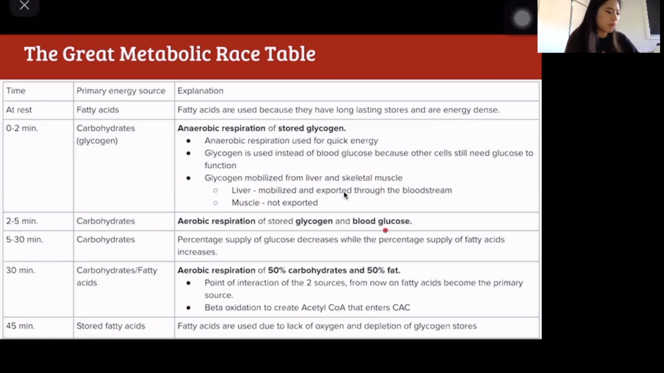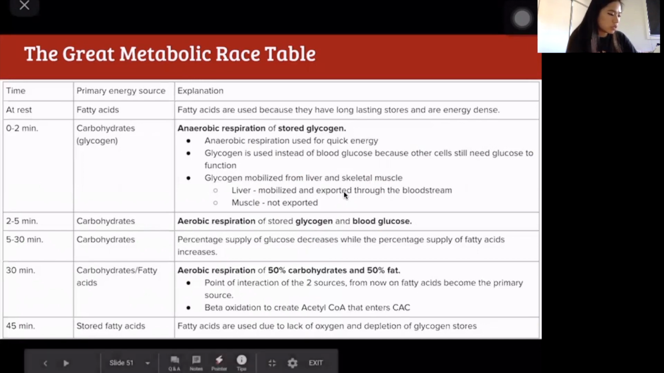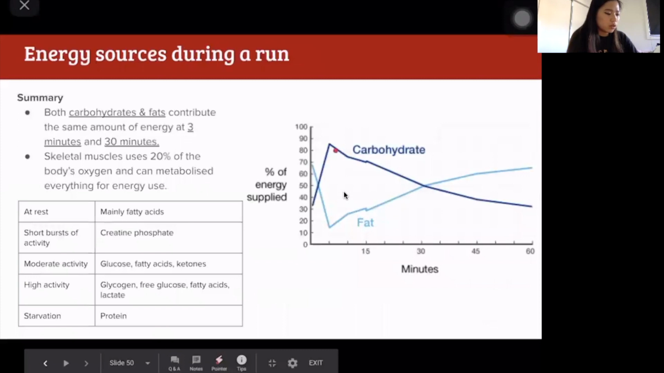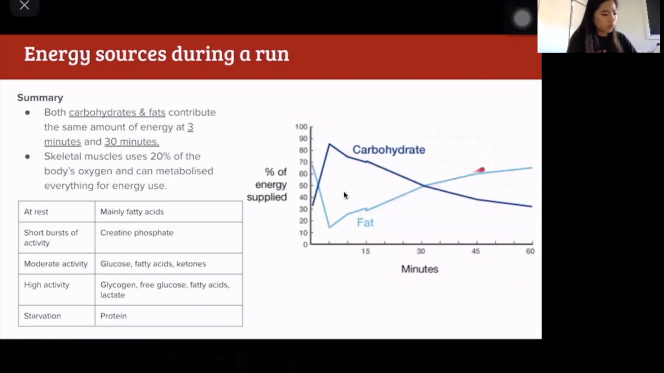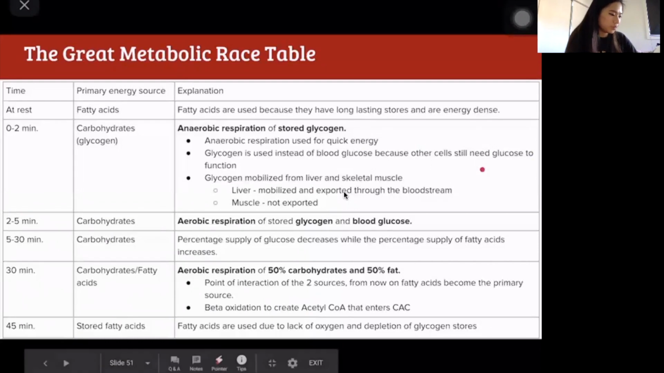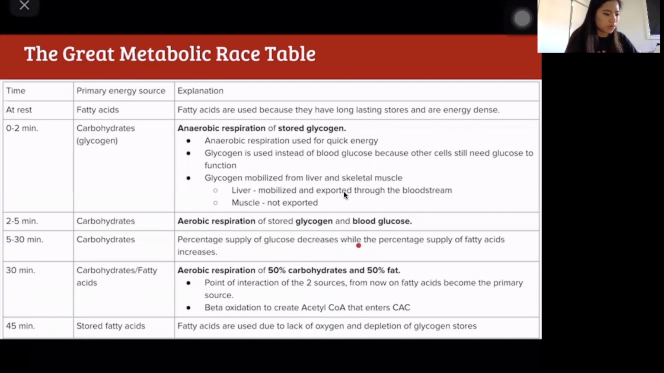In 2 to 5 minutes, we're using carbohydrates still, but now we're using aerobic respiration of stored glycogen and blood glucose. From 5 to 30 minutes, you'll see in this diagram, the use of carbohydrates starts to go down while the use of fat starts to go up. So yeah, the percentage supply of glucose decreases while the percentage supply of fatty acids increases. So at 30 minutes, it's when 50% of each is used. So this is the point of intersection of the two sources. And from now on, fatty acids will become the primary source.